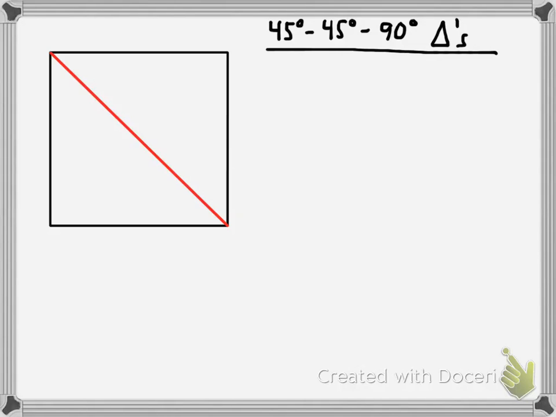Now, why does a square have to have 45, 45, 90 triangles when you draw a diagonal? Well, all the sides of the square were congruent to one another, right? So these two sides were congruent, which means these two angles must be congruent. And since this is a right angle, again it was a square, that means the two acute angles each have to be 45 degrees.